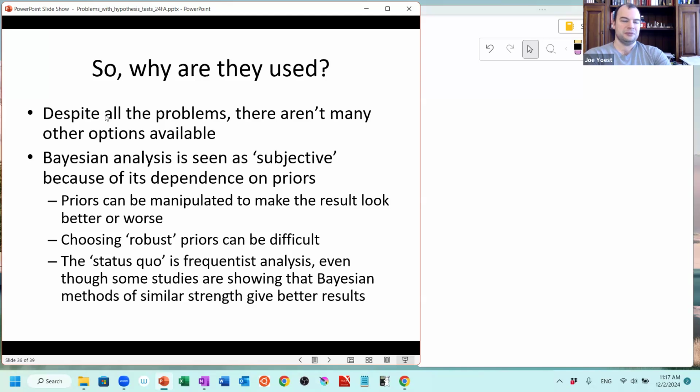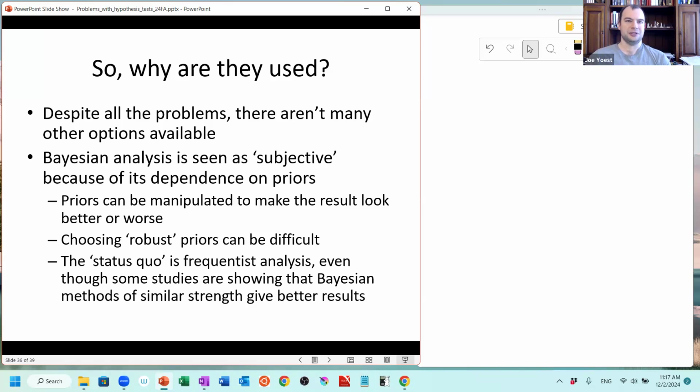So why are they used? Well, despite all these problems, or maybe we just say challenges, there aren't a whole lot of options available. Bayesian analysis is often seen as subjective because we have to pick a prior. Somebody could game a hypothesis test by choosing alpha however they want, but we can peg alpha to 5% and say everybody use this one. That's the bar. It's much harder to say what prior we should use for this or that scenario.